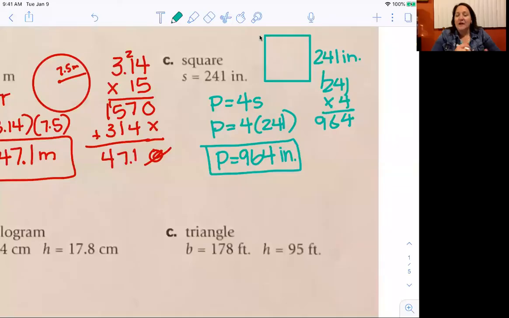Okay, so if you're finding the perimeter of a square, the formula is P equals 4S, and we get 4 times 241, which is 964.